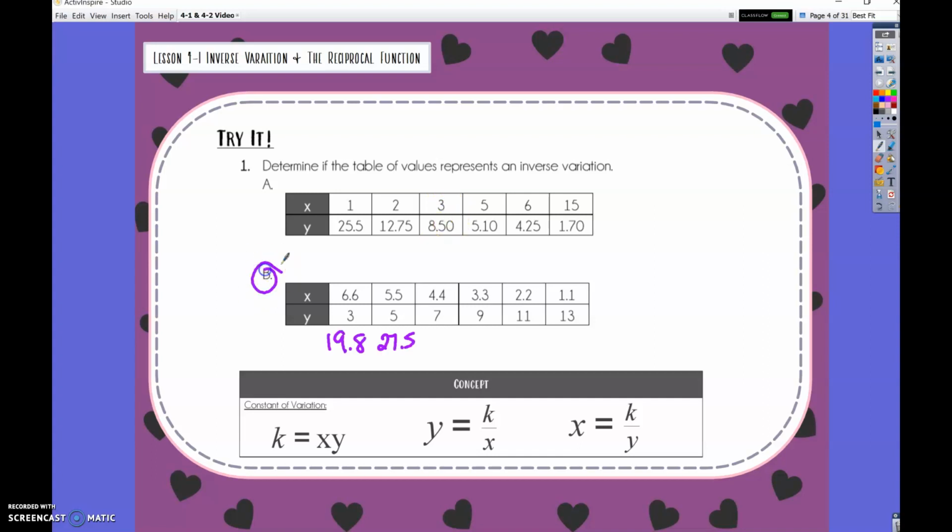Looking at part B, I went ahead and tried the x times the y and got 19.8, and when I checked the second pair of numbers, it multiplied to 27.5. So we would say, no, this is not a representation of an inverse variation. If you find one that fails, show's over.